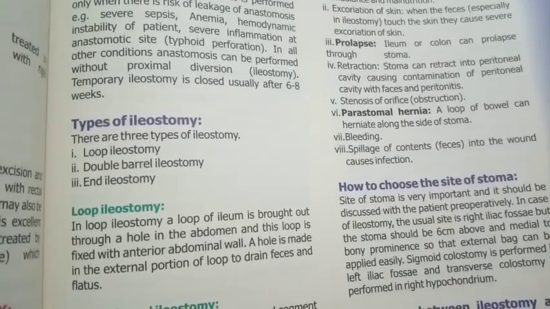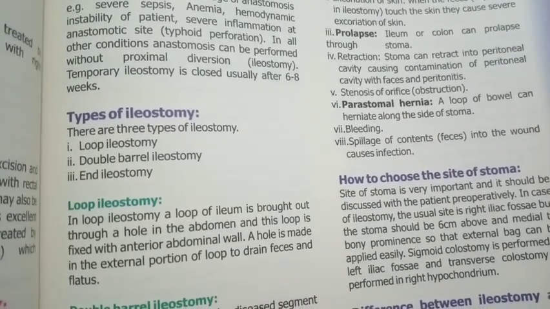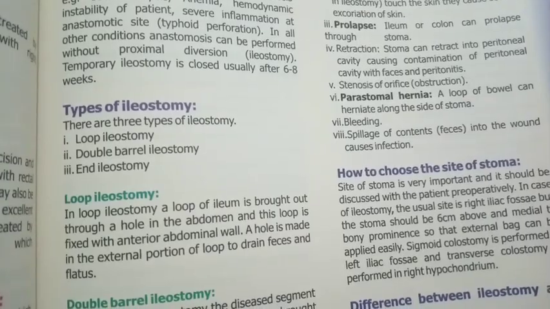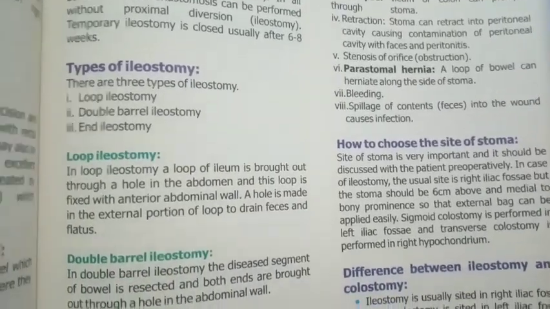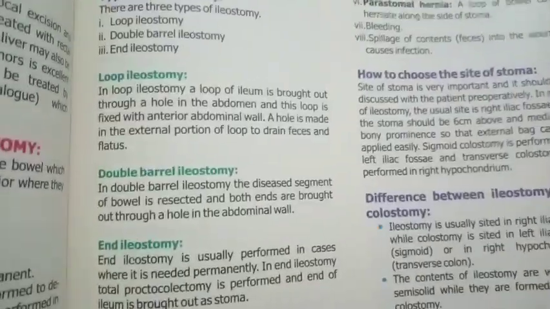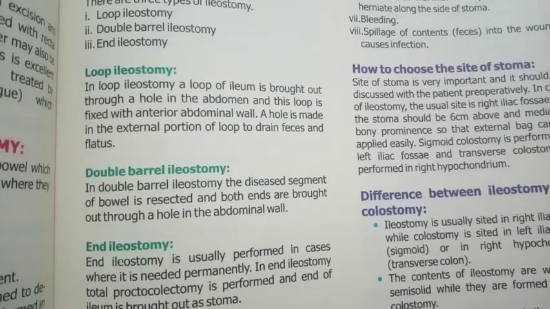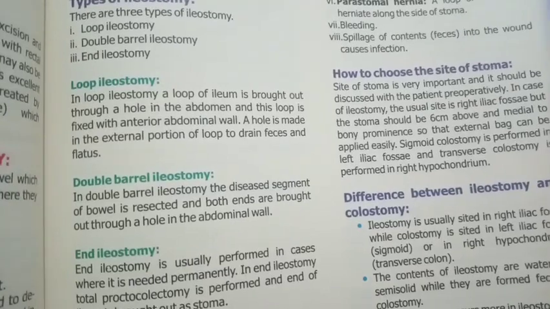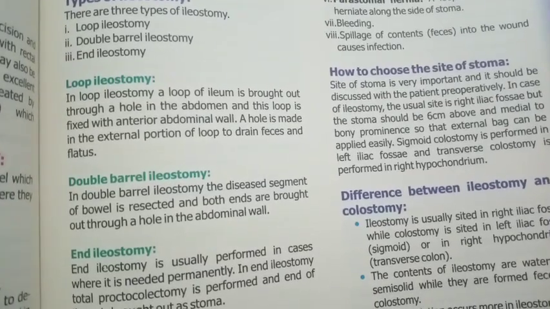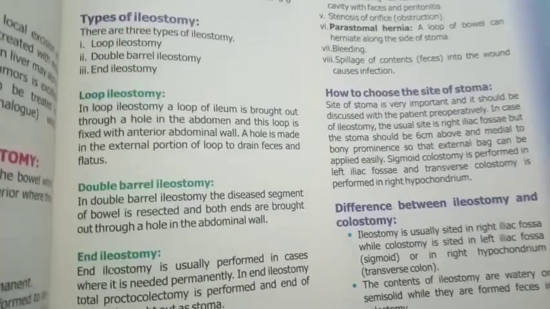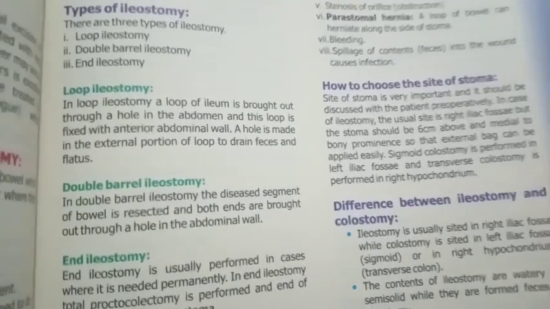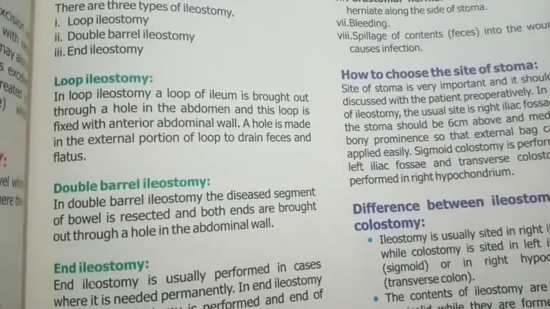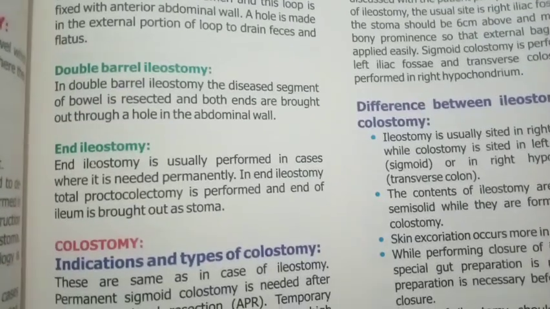Types. There are 3 types of ileostomy: loop ileostomy, double barrel ileostomy, and end ileostomy. Loop ileostomy. In the loop ileostomy, a loop of the ileum is brought out through a hole in the abdomen, and this loop is fixed with the anterior abdominal wall. A hole is made in the external portion of the loop to drain feces and flatus.